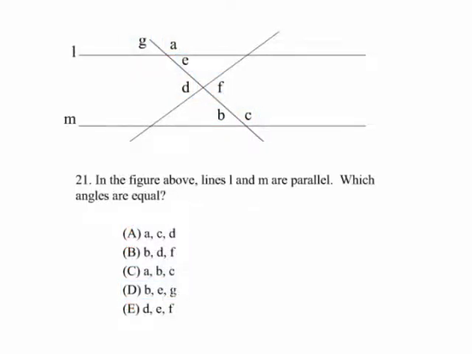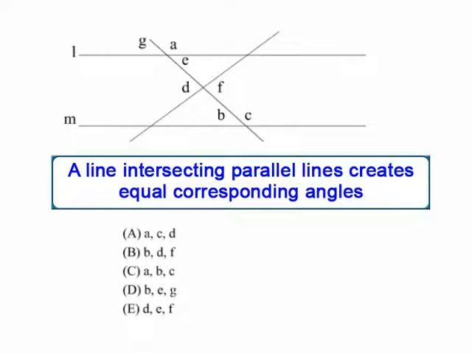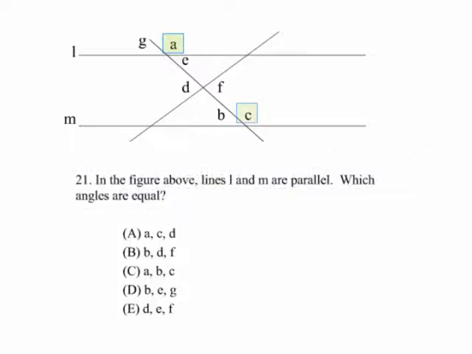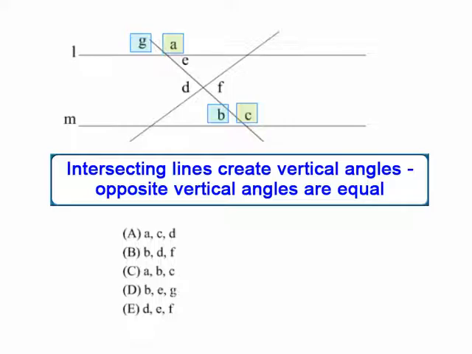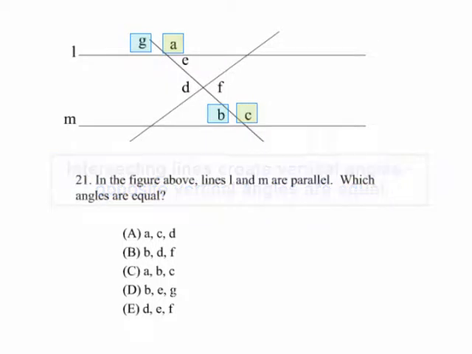Okay, we've got a lot of angles here, but we know that L and M are parallel. That tells us that they create equal corresponding angles. By that we mean A is going to equal C, G will equal B. We also know that intersecting lines create vertical angles, and opposite vertical angles are equal. Therefore, we know that D equals F.